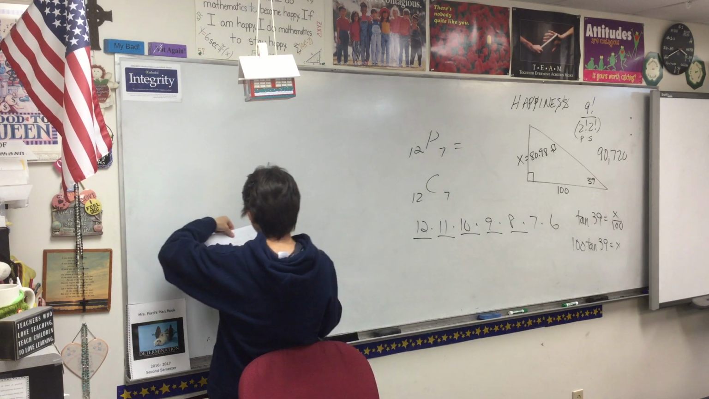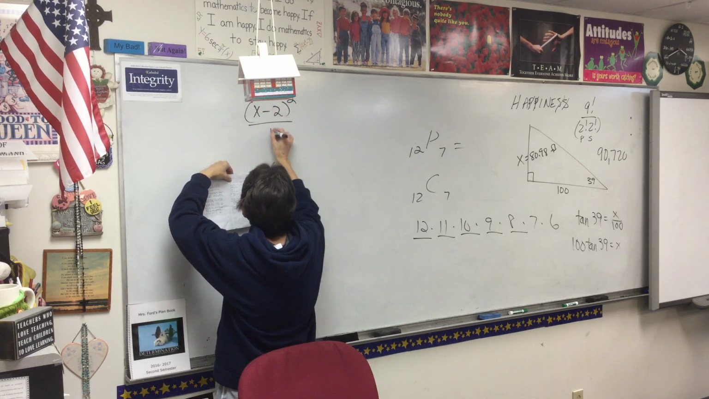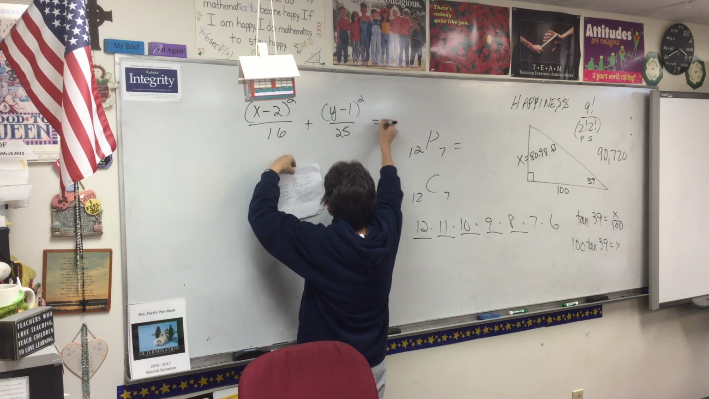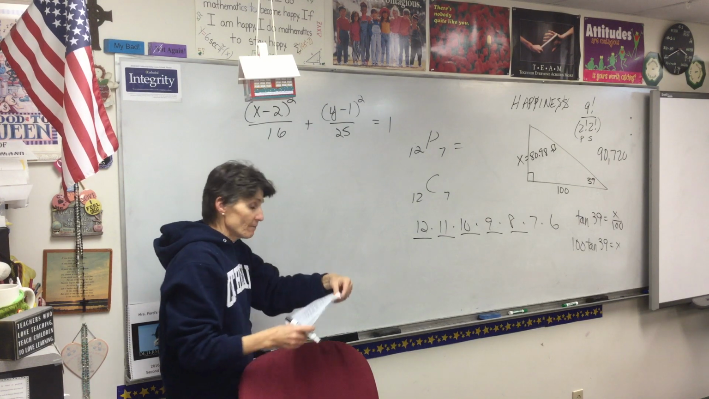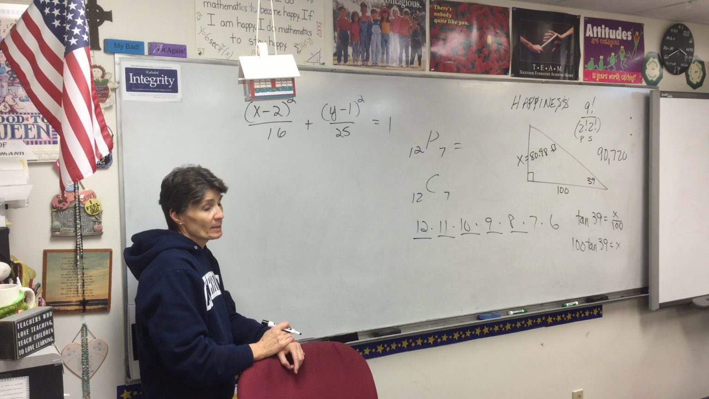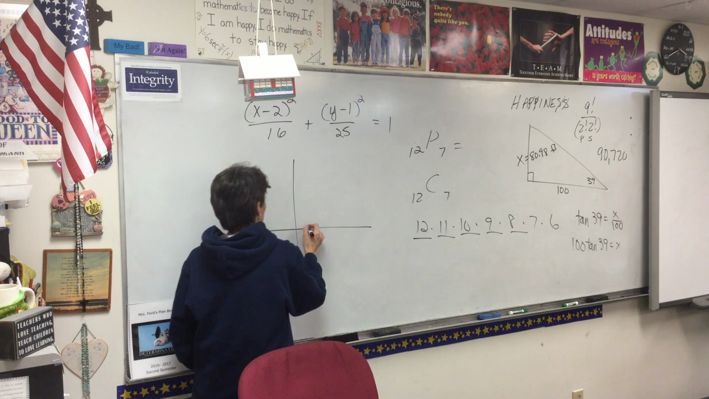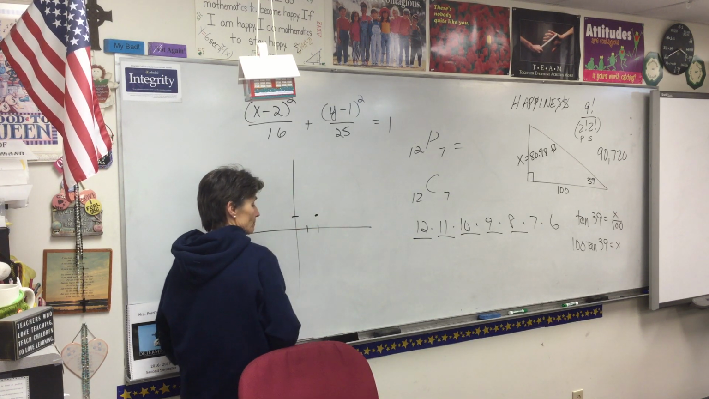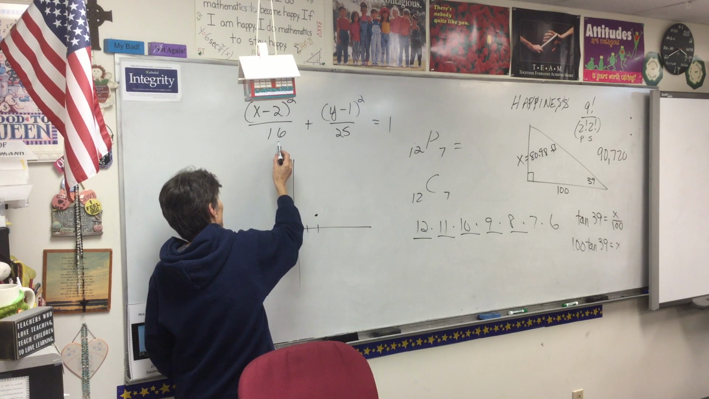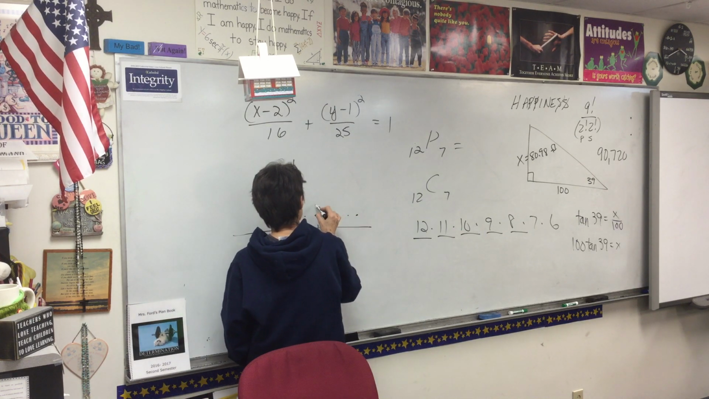All right, number 56. We have (x minus 2) squared over 16, (y minus 1) squared over 25, and we've got to find the foci. Now this is an ellipse. Everybody knows what an ellipse looks like. Where's the center of it? 2, 1. So I'm going to start at the center. Then from the center, I'm going to count 4 over and 5 up.